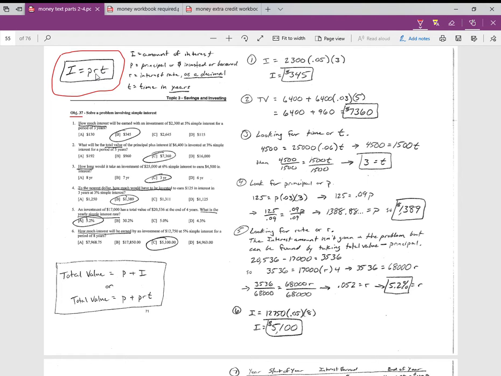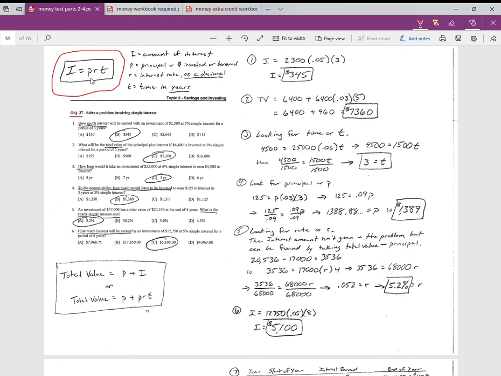R is your interest rate. That is going to be written as a decimal. We will look at some examples of that in a second, but that always has to be written as a decimal. And T stands for time, which is always going to be in years. We will look at what you need to do if that is not in years and how you adjust that. We have done this a little bit this year.